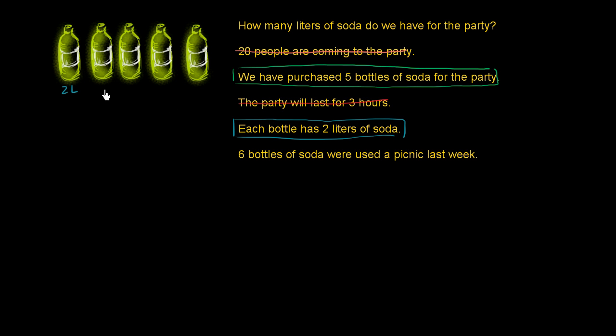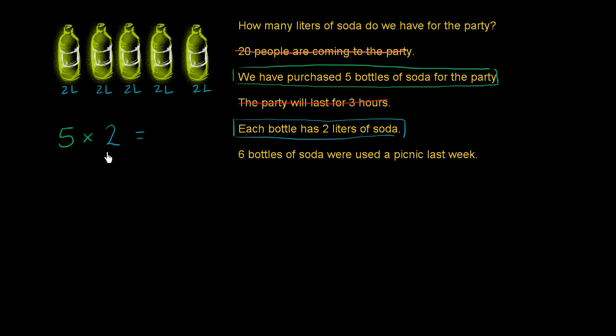So this is 2 liters, this is 2 liters, this is 2 liters, this is 2 liters, and that is 2 liters. So if we wanted to figure out the total number of liters of soda that we have, 5 bottles, and each of them are 2 liters each. So we have 5 times 2, and what is that equal to?